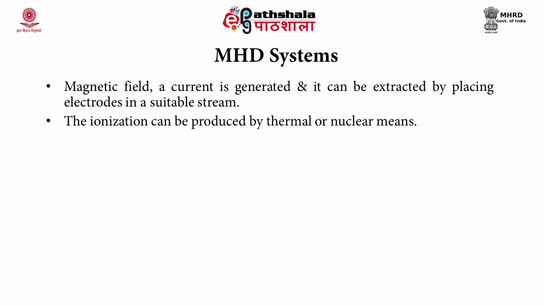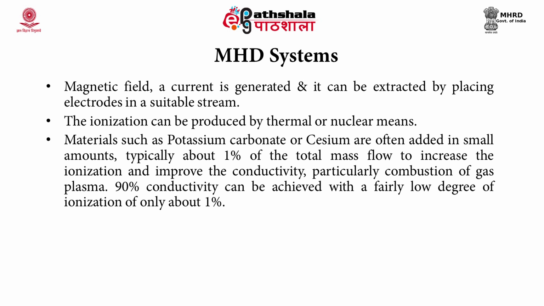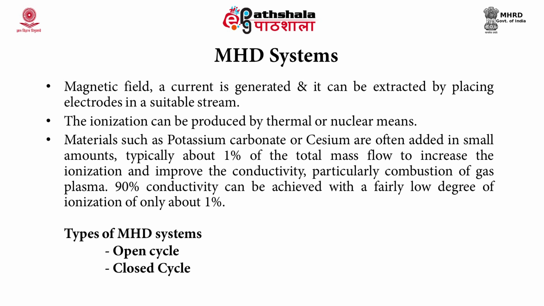The ionization can be produced by thermal or nuclear means. Materials such as potassium carbonate or cesium are often used in small amounts, typically about 1% of the total mass flow, to increase the ionization and improve the conductivity, particularly in the combustion gas plasma. 90% conductivity can be achieved with a fairly low degree of ionization of only about 1%. The types of MHD systems: there are two types, open cycle and closed cycle.